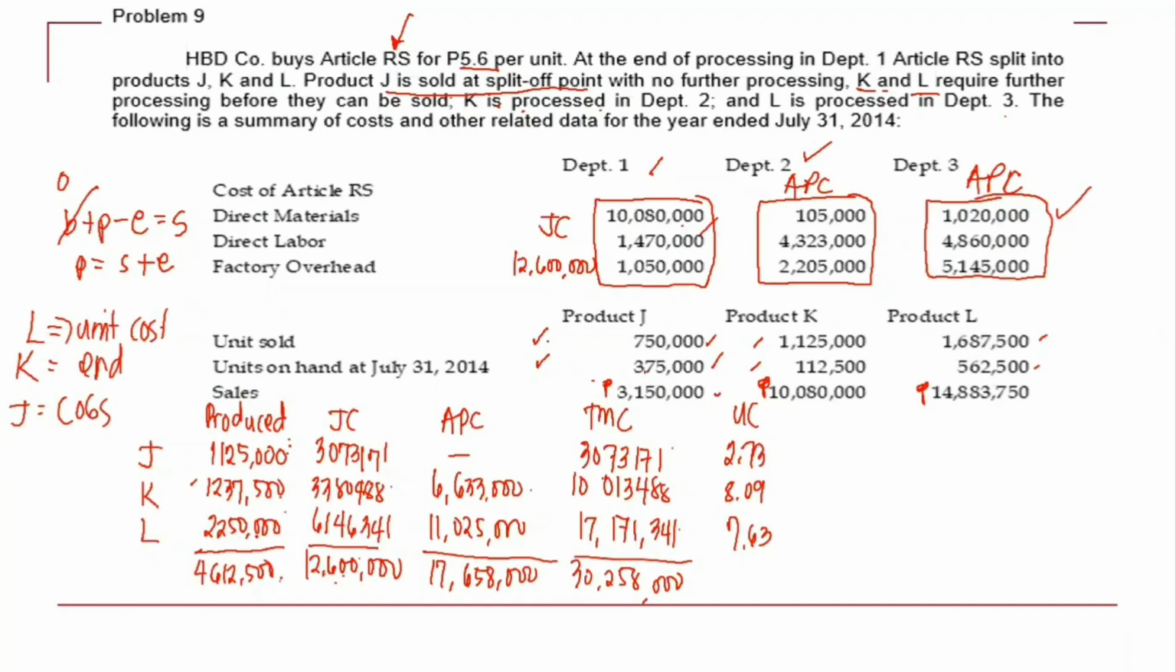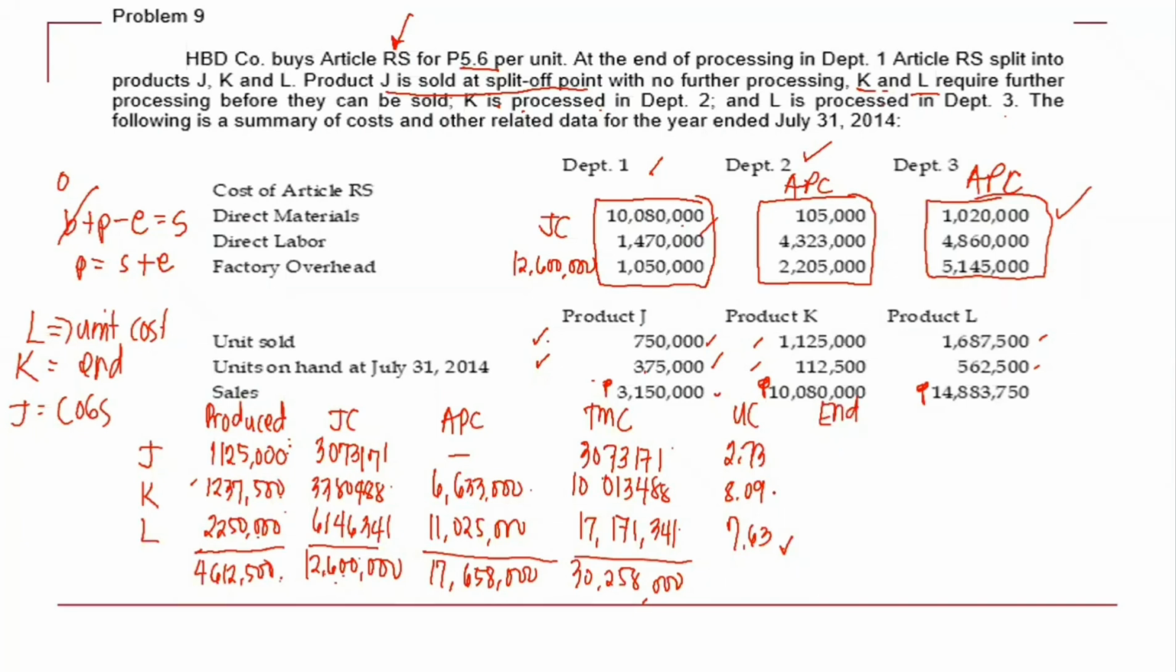17,171,341 divided by 2,250,000. So it's 7.63. So yan po yung unit cost natin. So nasagot natin yung kay L. Unit cost ng L ay 7.63. Tinatanong ay ending. Ilagay na po natin yung ending inventory.